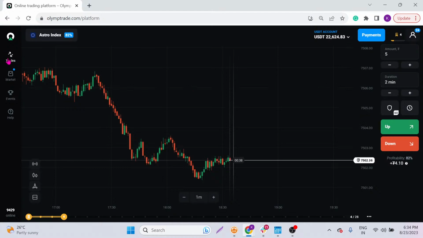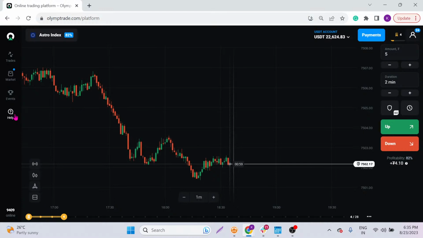On the left hand side, we see trades, market, events and help. In trades, we see our active trades and our completed trades. In the market section, you can buy things on the platform, like theme purchases and some strategies. The event section is where you find any live event or tournament. One of the most important sections, I feel, is the help section, for two things. One, you connect with your support team over here. The second, here you get to learn about trading. There are some videos and information about trading that you can get from here.